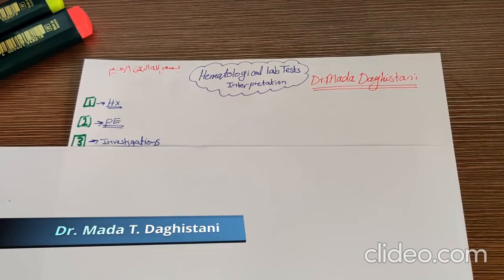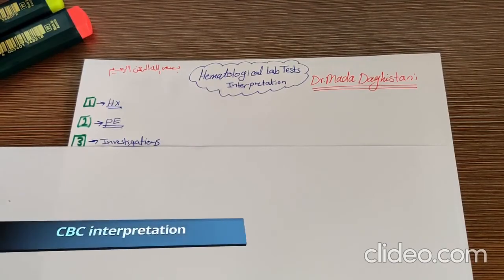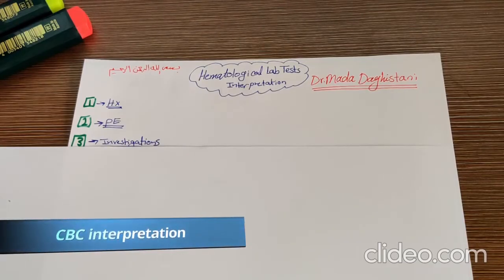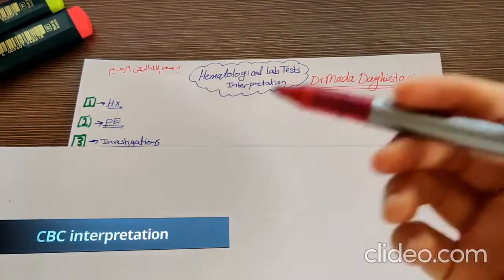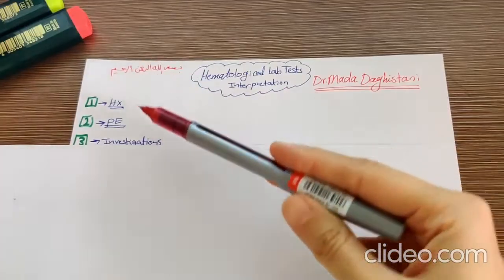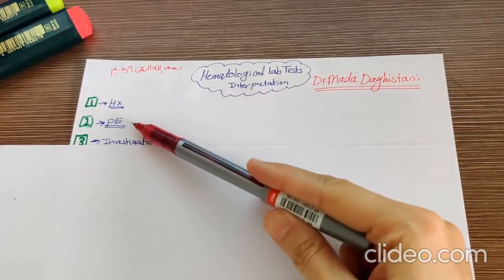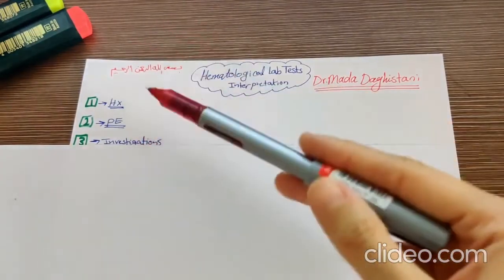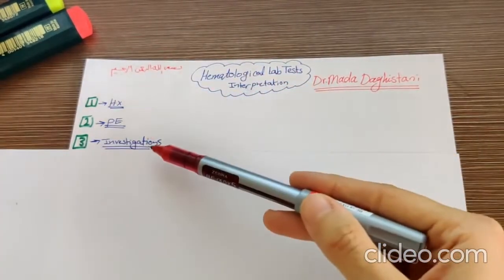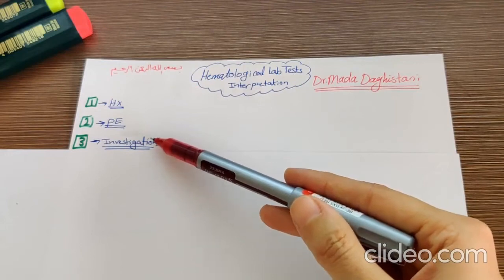Dr. Malad Agastani. Today, inshallah, I will explain to you how to interpret the hematological lab test in an easy way. First of all, you need to know more about the history of your patient. Then you need to do the physical examination and mark the abnormal signs in the patient. After that, you can go and order the investigations.